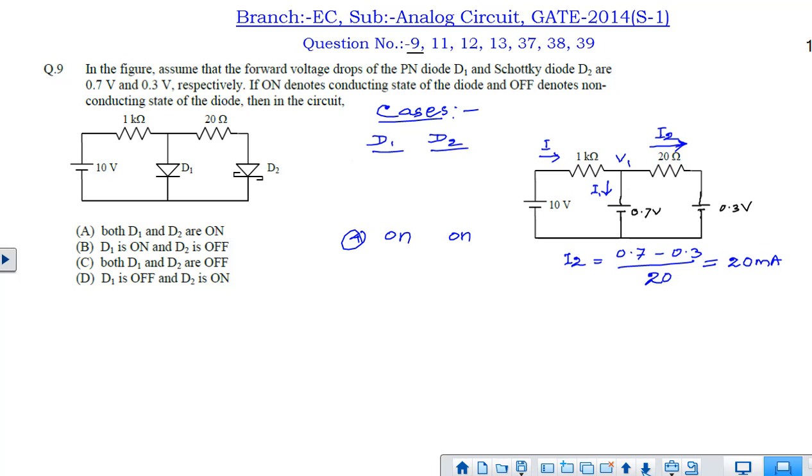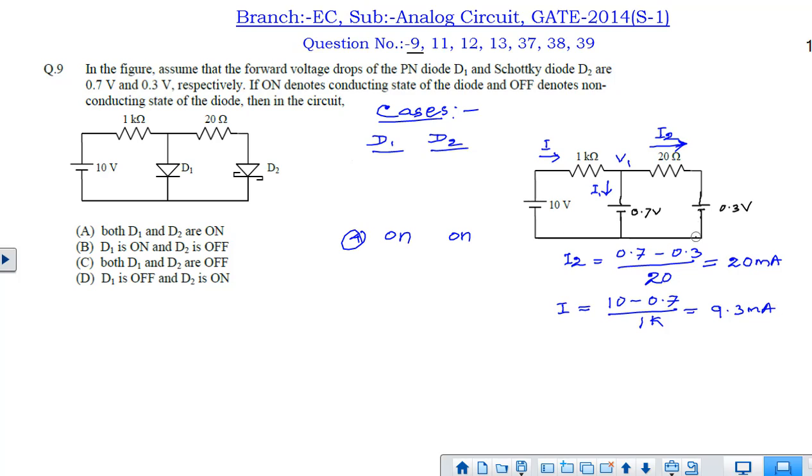Now let us find out what this current I is. I is nothing but 10 minus 0.7 divided by 1K, that is 9.3 milliampere. This is only 9.3 milliampere and this is 20 milliampere. How is this possible? This is not possible, because the supply current should be greater than the current in either of the branches.